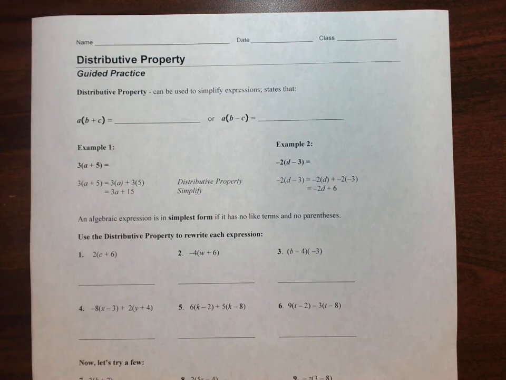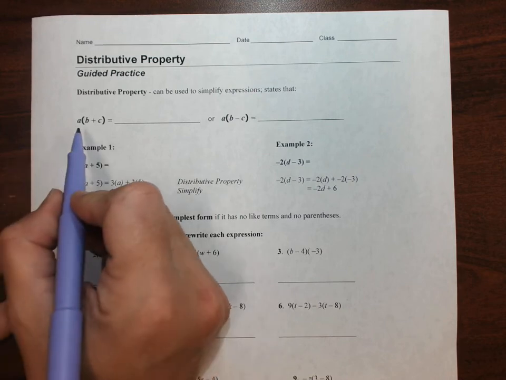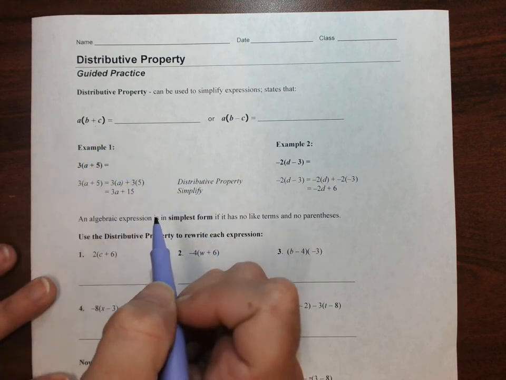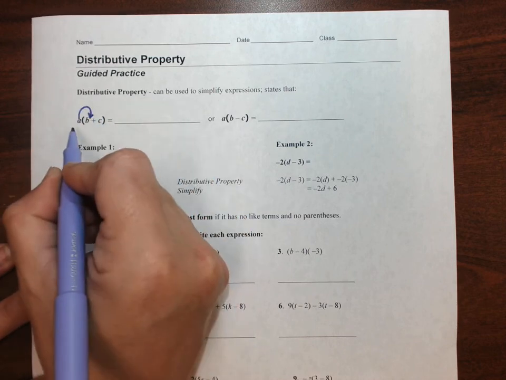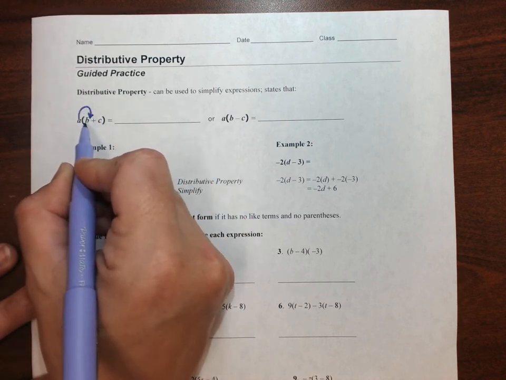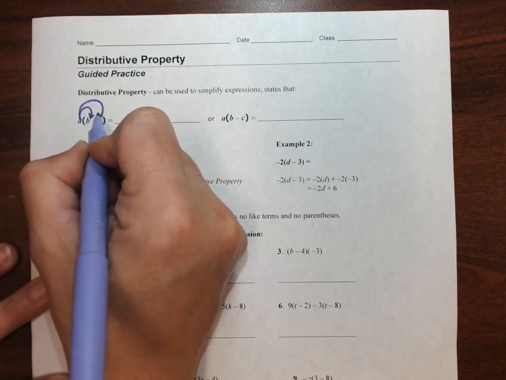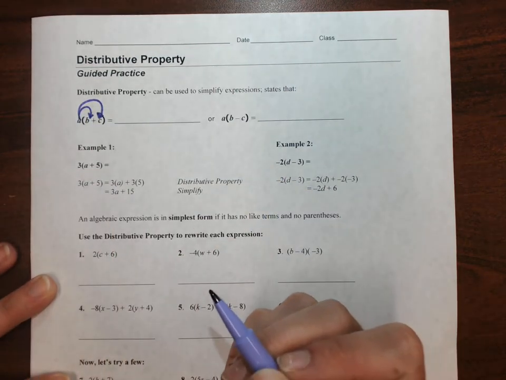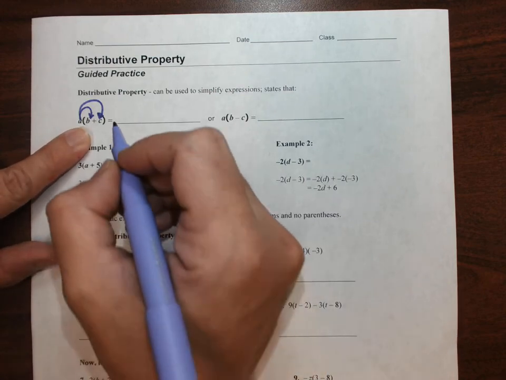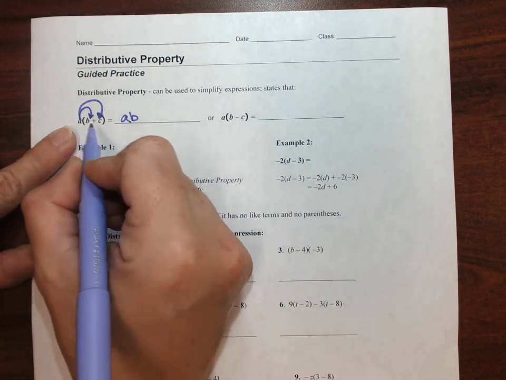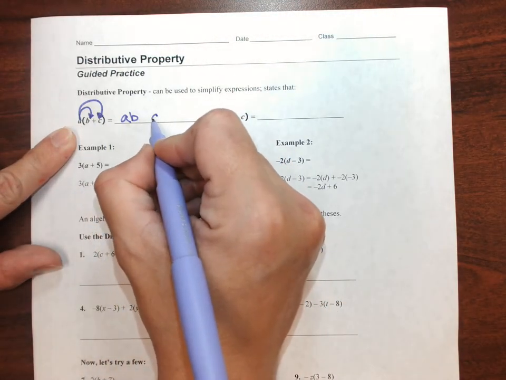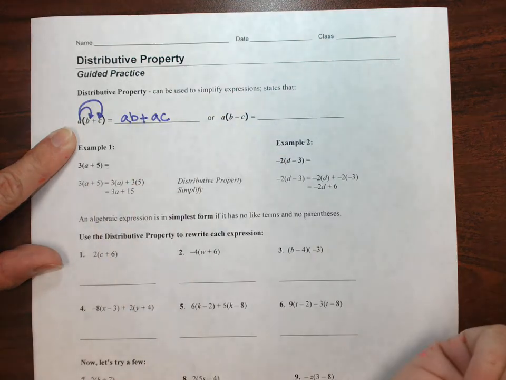All right, so the distributive property can be used to simplify expressions. It states that A, in parentheses, B plus C equals. When we distribute, we are multiplying the A times the B, and we are multiplying the A times the C. So what is A times B? Don't overthink it, it's just AB. And what is A times C? It's AC, and it's a positive AC.